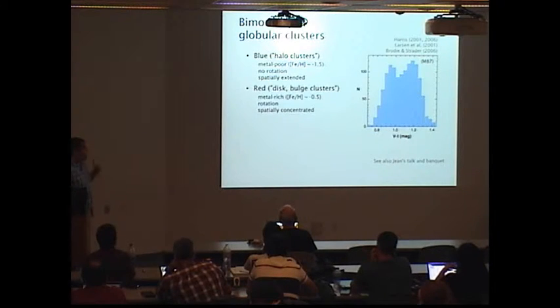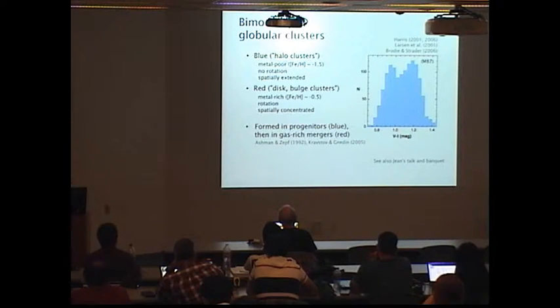The other population is the red clusters. They're called disk, maybe more bulge clusters. They're metal rich. They do rotate as a population, and they're more spatially concentrated in galaxies. So there have been several propositions, several scenarios to explain this bimodality, this formation. How do you get this type of populations? It has been proposed, for example, that some clusters form in the progenitor, so the blue population will form in the progenitor, and then this progenitor will actually merge in gas-rich mergers, creating the red population.